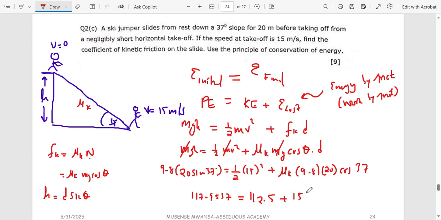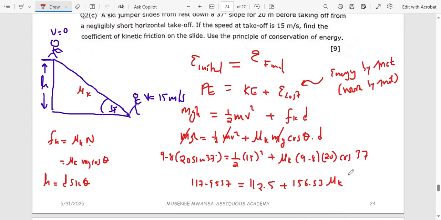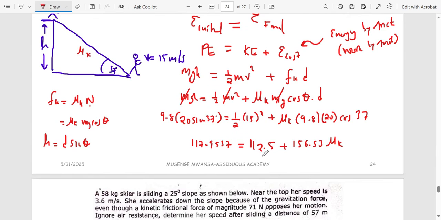That is 156.53, and then by mu k. For us to remain with mu k, we'll take the 112.5 to the other side. So we're going to have 117.9557 minus 112.5. The answer we get, we divide by 156.53. And that will give us 0.03485.